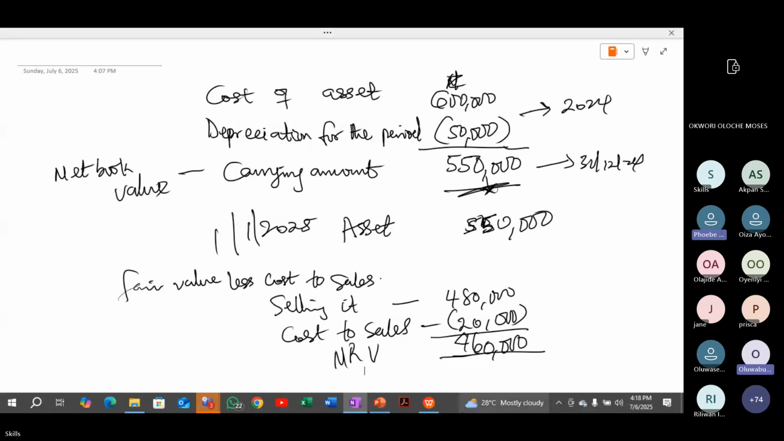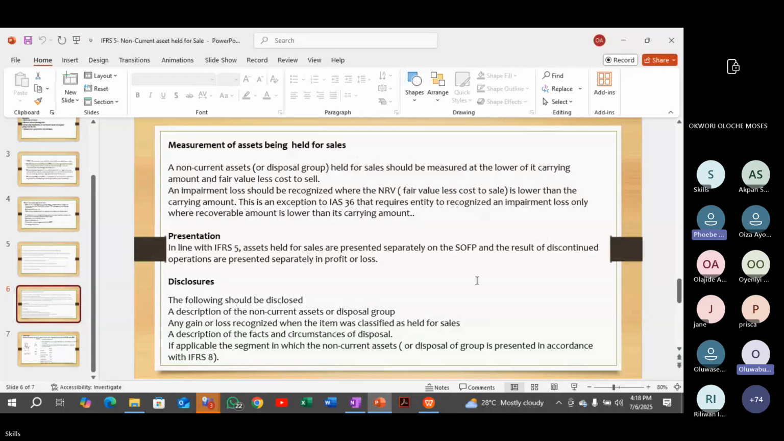Sir, please, I have a question. Quick one, please. When somebody was asking if there is any other thing to remove from cost of assets to get carrying amount aside from depreciation, the person made mention of impairment. Please, I'd like to know what that is. Okay, let me come back to this board again.